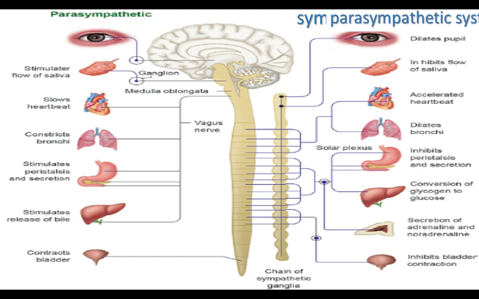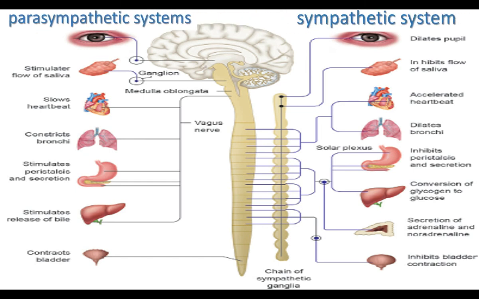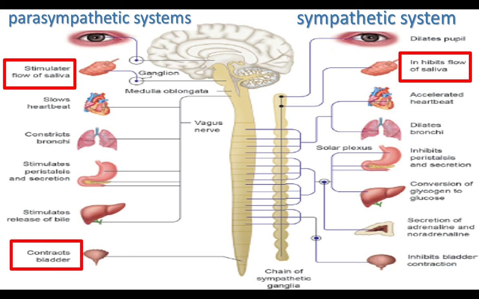Sympathetic system and parasympathetic system work oppositely to maintain balance. Let us see two examples. The parasympathetic system stimulates the secretion of saliva, but the sympathetic system inhibits the flow of saliva. The parasympathetic system contracts the urinary bladder, but the sympathetic system inhibits the urinary bladder contraction.